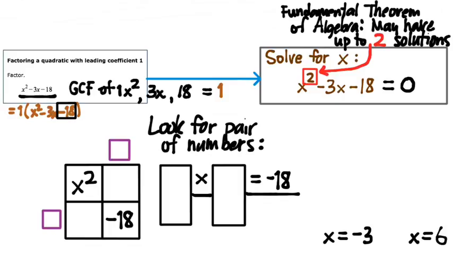But also, thinking about it in this grid method, we can do the same thing with x squared. So let me ask you, what do I multiply together to get x squared?